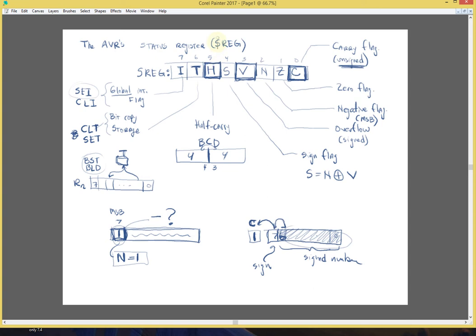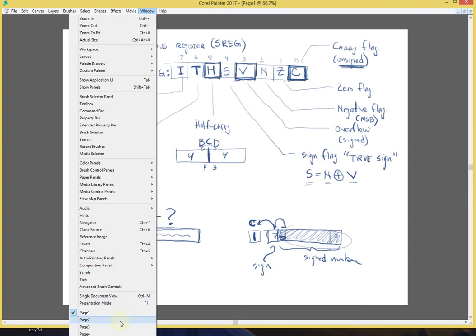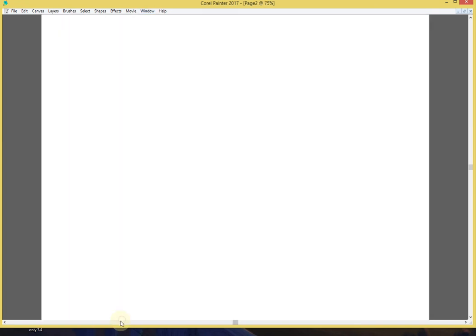Lastly, there's the sign flag, which is actually unique to the AVR microcontroller, and it's called the true sign. Okay, to determine S, all you have to do is look at the N flag and the V flag and do the exclusive OR of those two. Whatever these two flags are doing will determine what the S flag is going to be. Alright, now let's go ahead and give an intuitive interpretation of the overflow and carry.